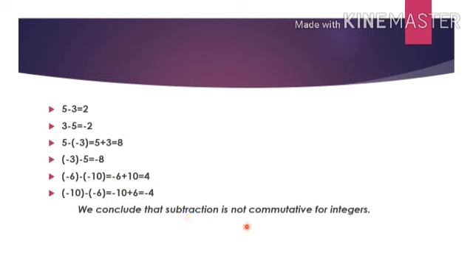Once more, addition is commutative for integers and subtraction is not commutative for integers. It is clear in these examples. If we consider the first example, 5 minus 3, we get the answer 2. But in the case of 3 minus 5, we get the answer minus 2. 2 is not equal to minus 2. They are two entirely different answers, which means subtraction is not commutative for integers.